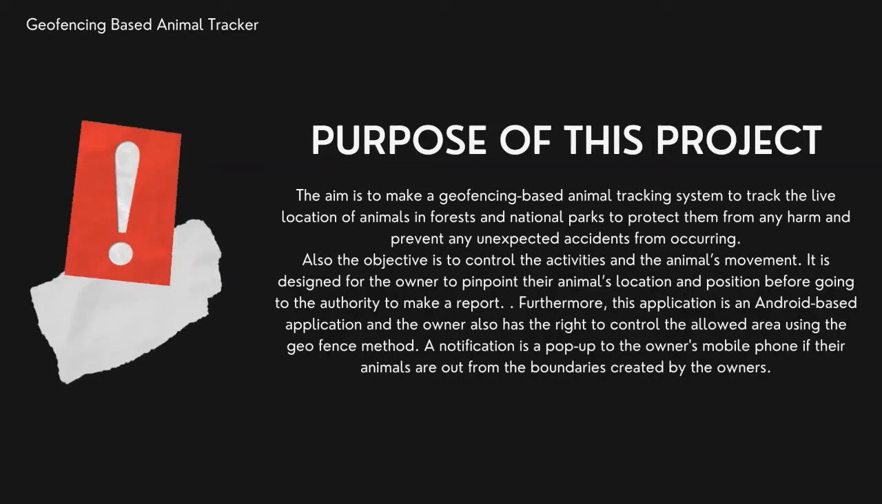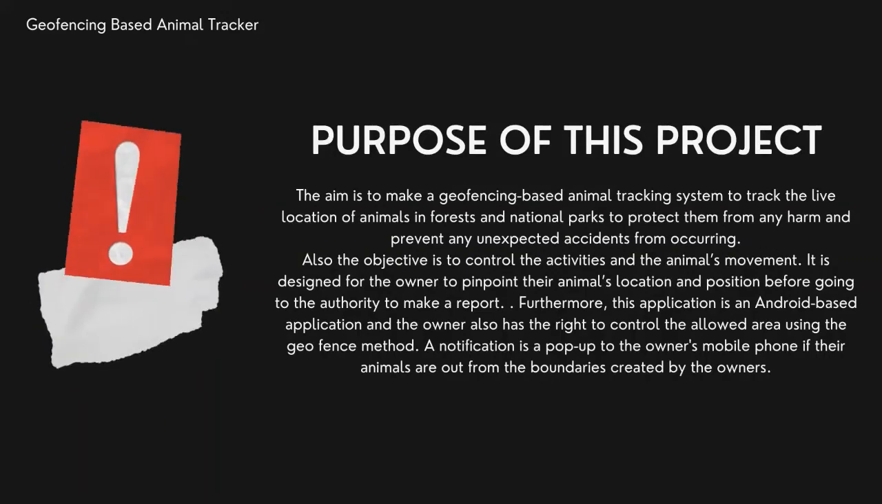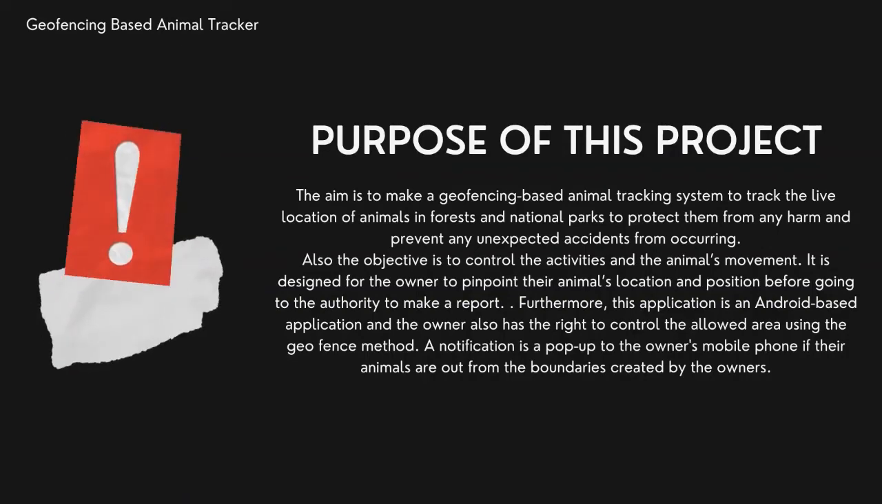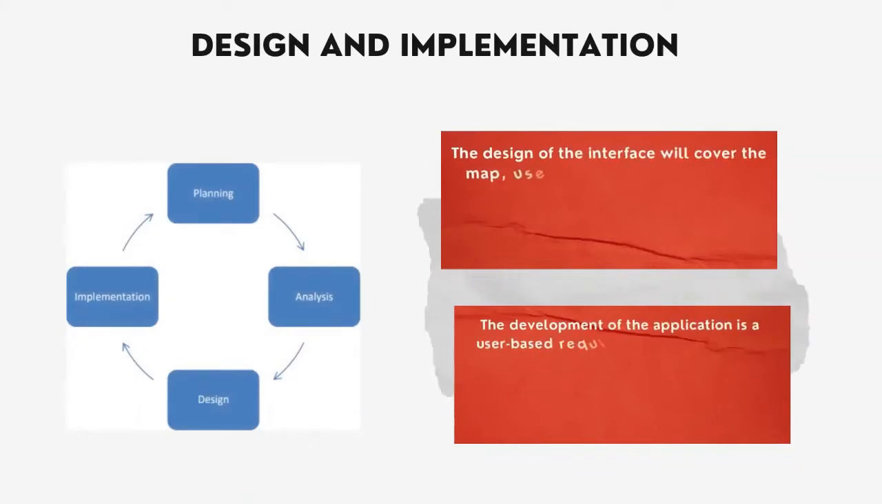And why exactly? We wanted to protect them from any harm and prevent any unexpected accident. Also, the objective was to monitor and control their activities and movement. So we made an Android based application using which the user has the right to control the allowed area using the geofence method. A notification will pop up on the user's mobile phone if the targeted animal is out of the boundaries that were created by the user.